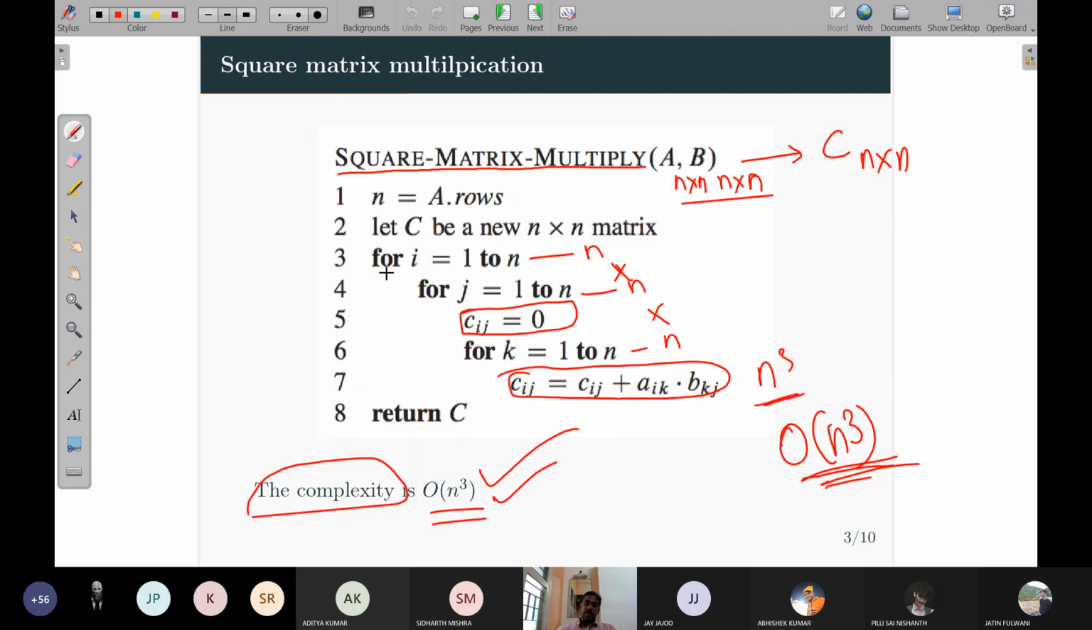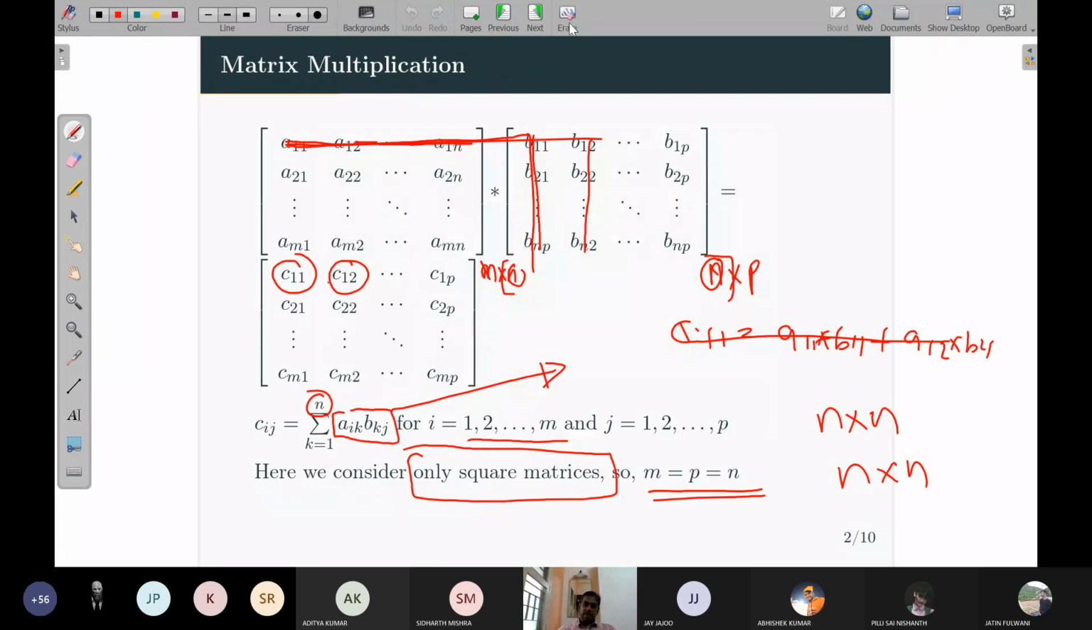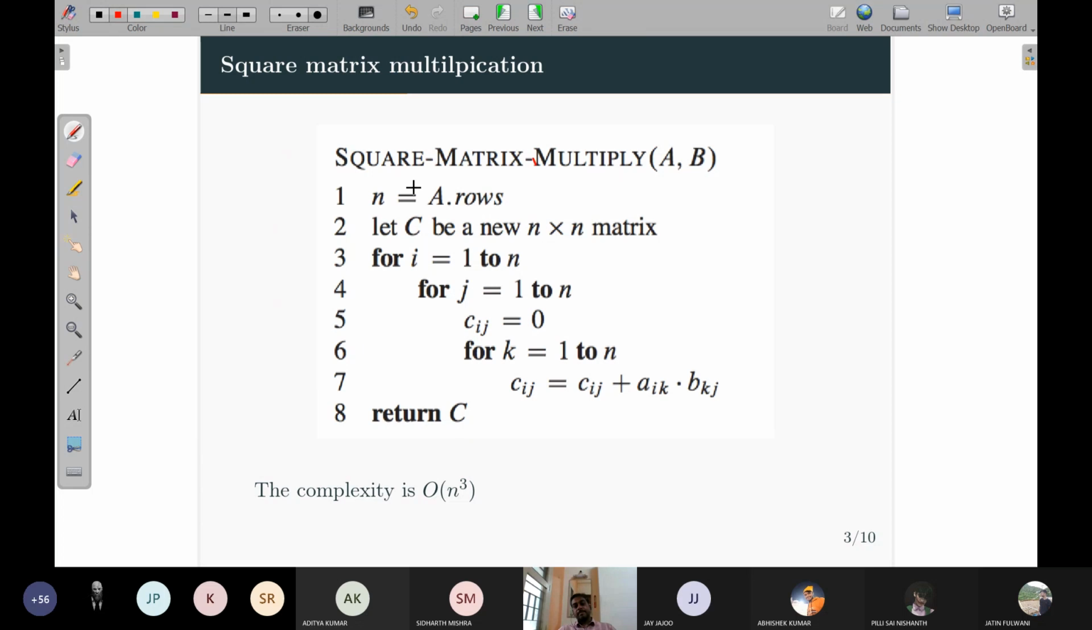So with this background, let us write the algorithm for square matrix multiplication. This is exactly the formula written in this slide. You have a loop like this, then a loop like this, then a loop like this. n is equal to A dot rows, because this is a square matrix, so the number of rows and columns will be equal for matrices A and B and for the result C. C will also be a square matrix of order n by n.